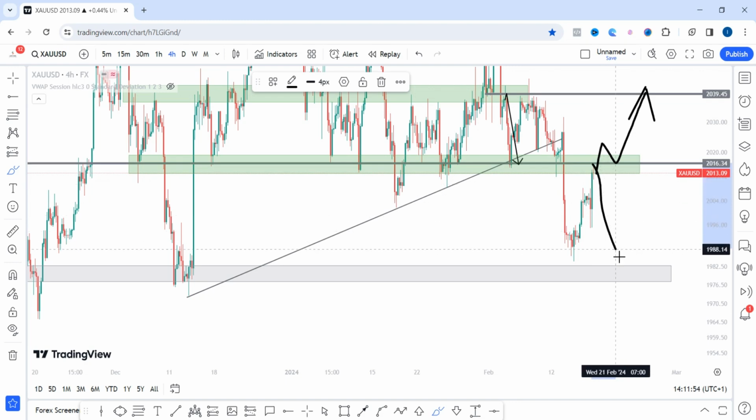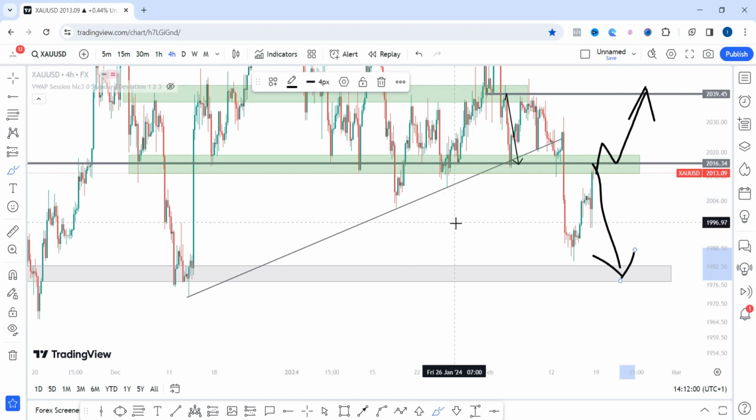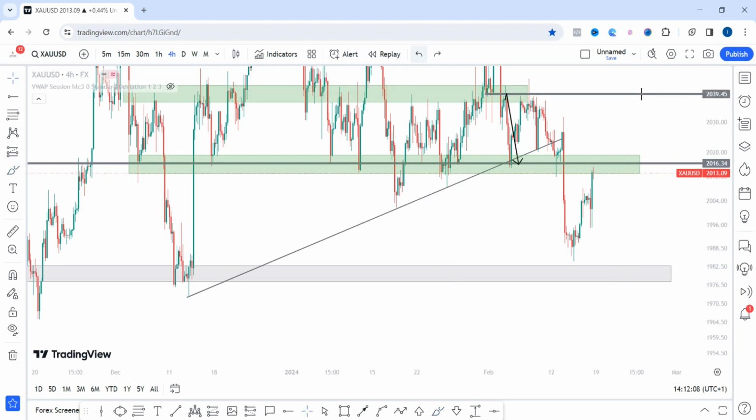All right, so this is my buy scenario and this is my sell scenario. So if I see a strong rejection, I'm going to sell to 1980. I'm not trading gold anywhere. I only trade EURUSD, but this is how I would trade it if I was trading gold. So that is that on gold. Overall on gold, I remain bearish.